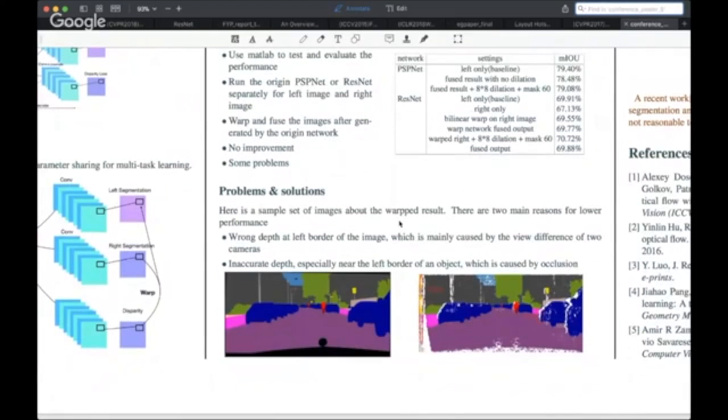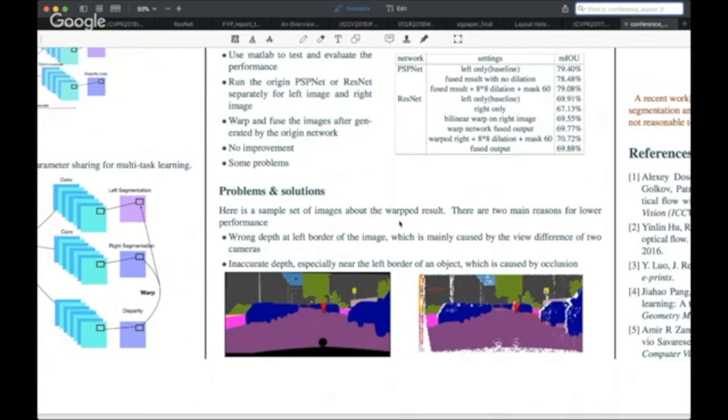So we tried to analyze what's wrong with the warp method. We visualized the output of the fused segmentation, and from the image you can see that there exist two problems. The first is on the left side of the right segmentation output. Because of the difference between the left camera and the right camera, there may exist some noise on the left side of the image from the right camera.